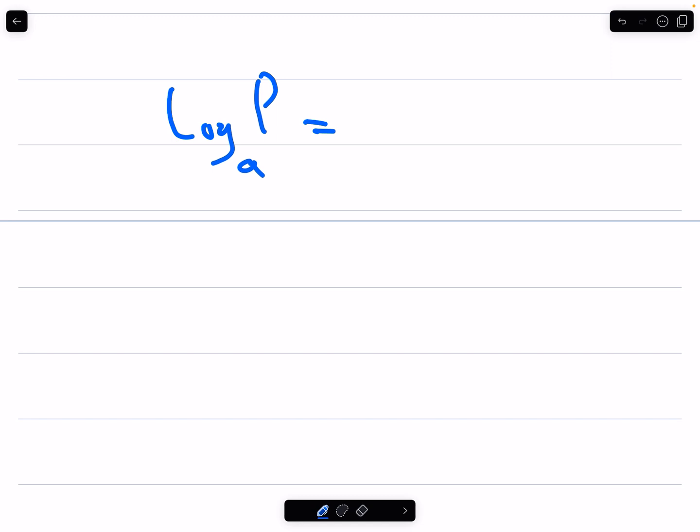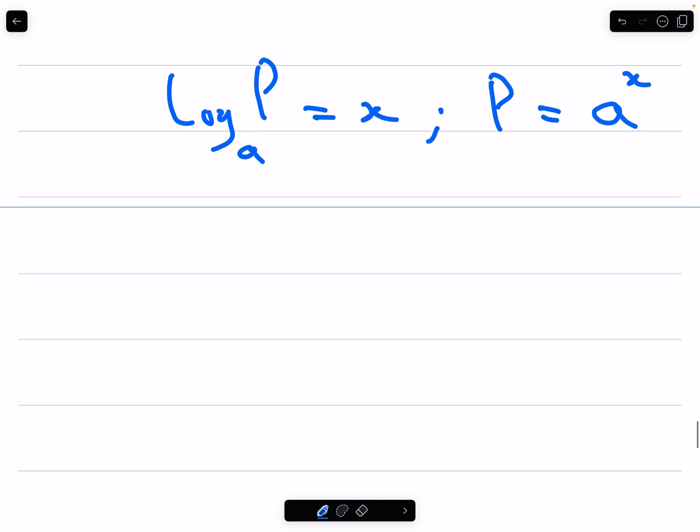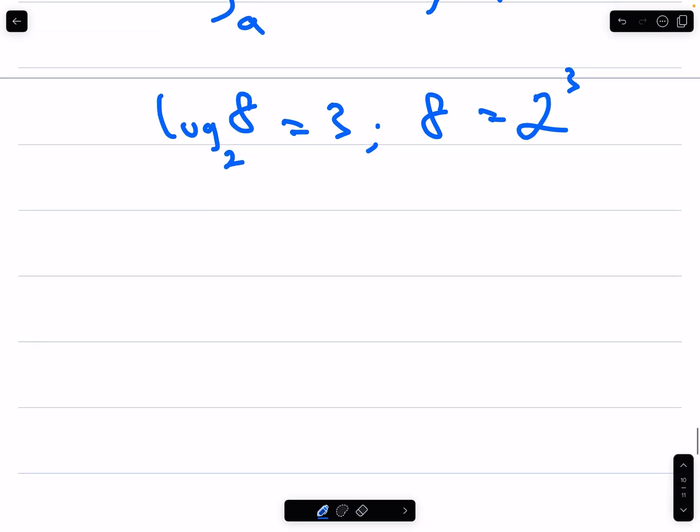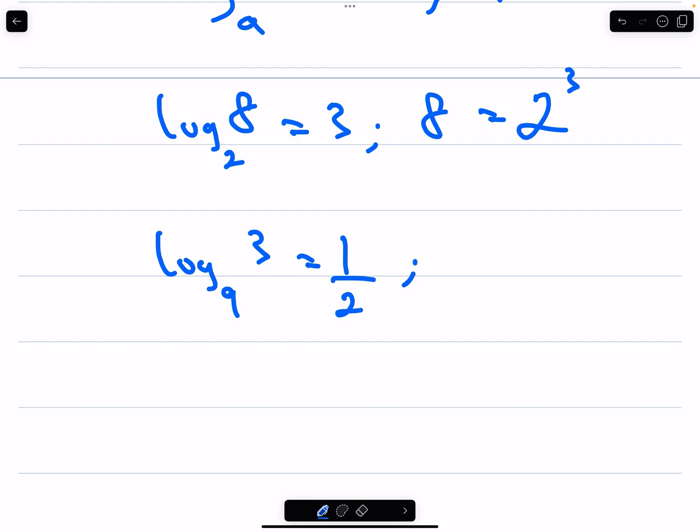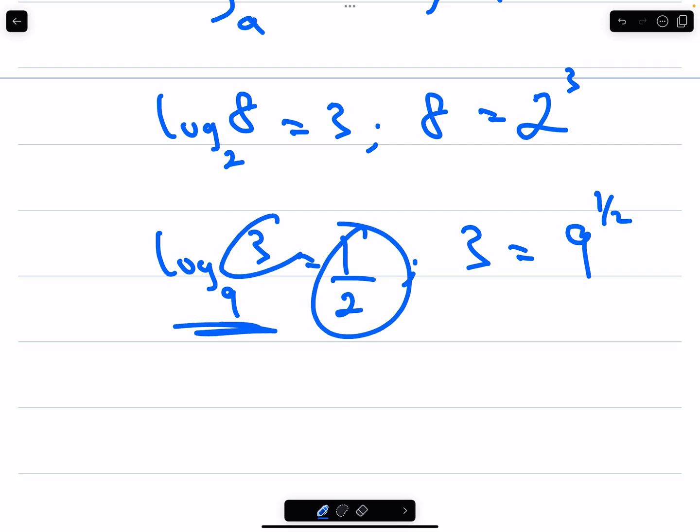So if I say log p base a equals x, that simply means p is equal to a raised to power x. And in the same fashion, we can say log 8 base 2 is equal to 3, which means 8 is equal to 2 raised to power 3. And if I say log 3 base 9 equals half, that simply means 3 is equal to 9 raised to power half. We can see that half is the power to which 9 must be raised to be equal to 3. So that simply means log 3 base 9 is equal to half.